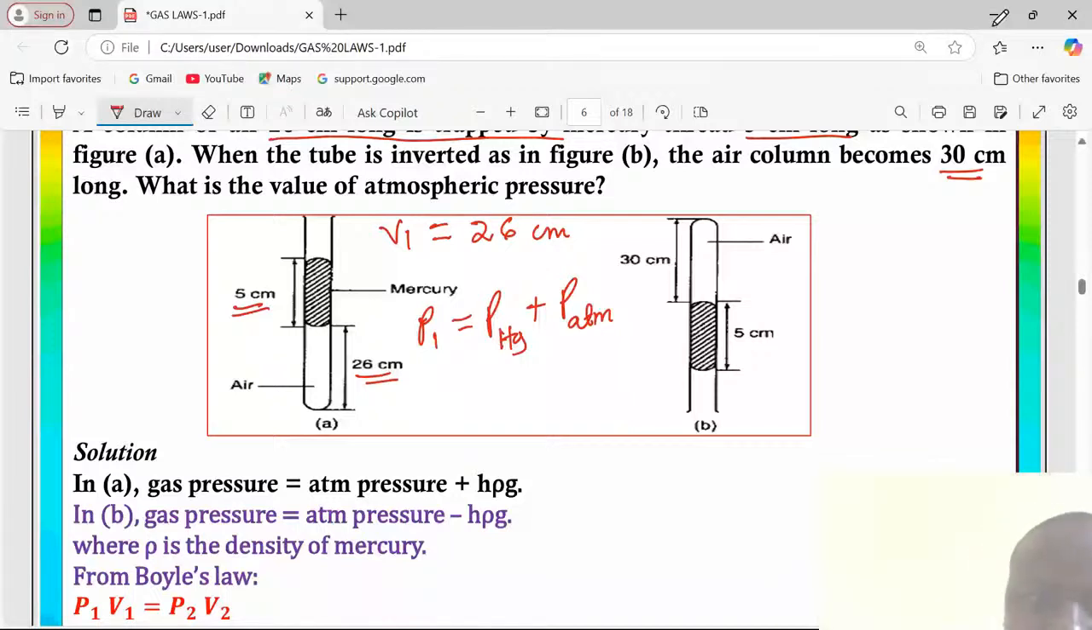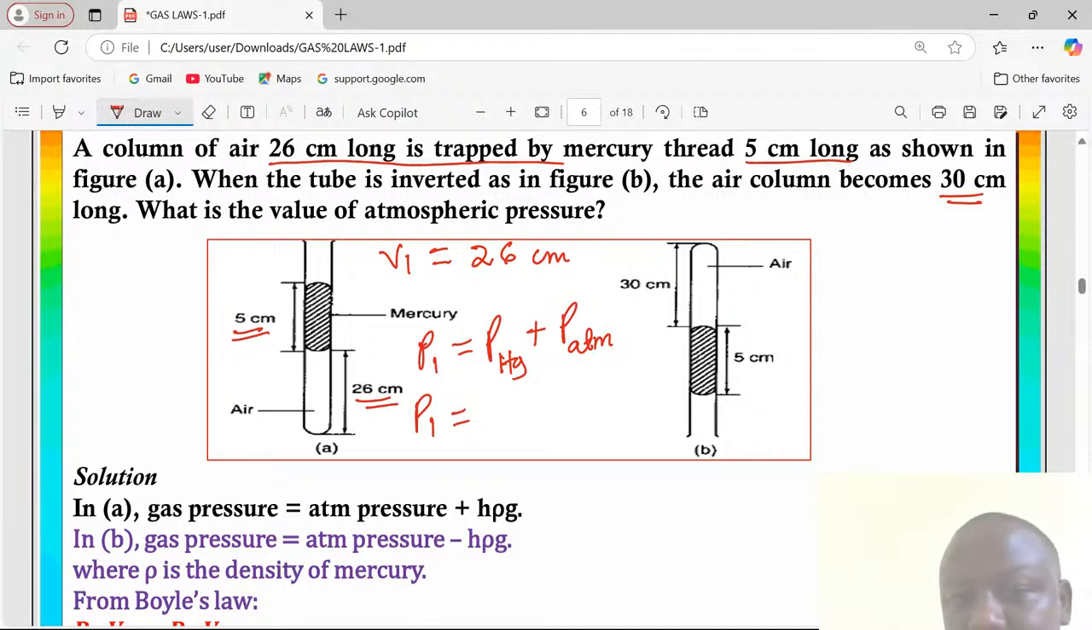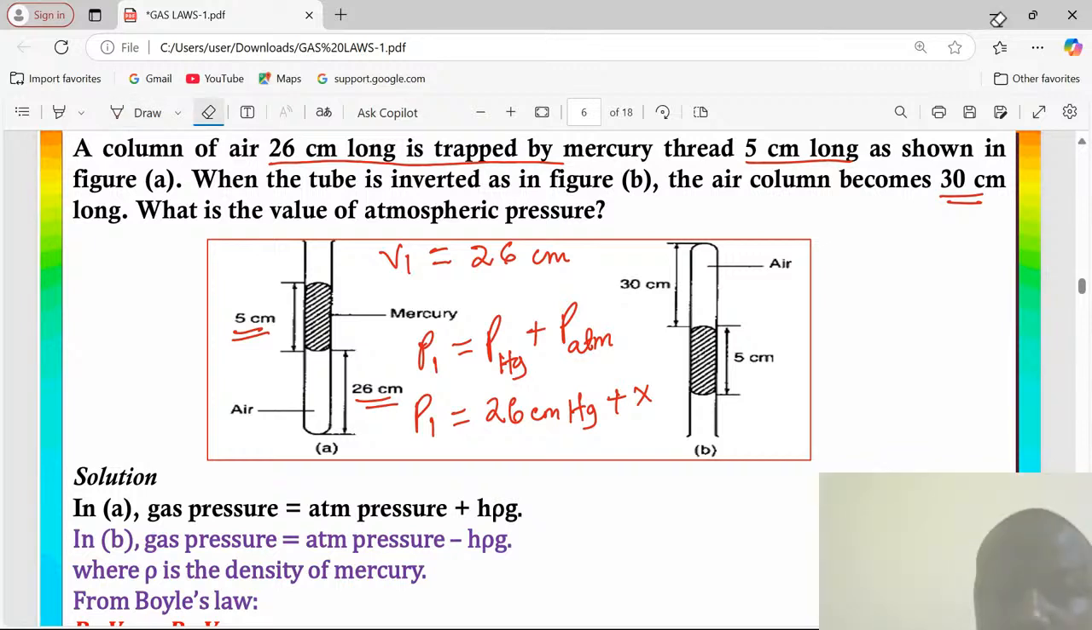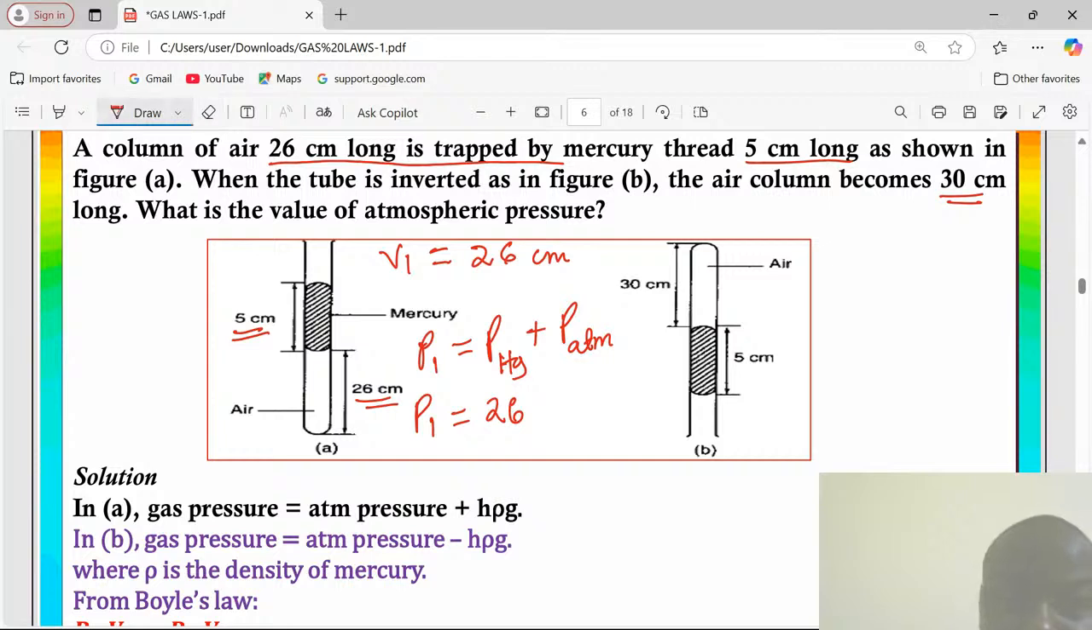So in this particular case, pressure 1 equals the pressure of the mercury, which is 26 centimeters of mercury. We said centimeters of mercury is an approved unit for recording pressure. Centimeters of mercury plus the unknown pressure. Now we can use uniform units of centimeters of mercury, whereby the unknown atmospheric pressure can also be expressed in terms of centimeters of mercury.